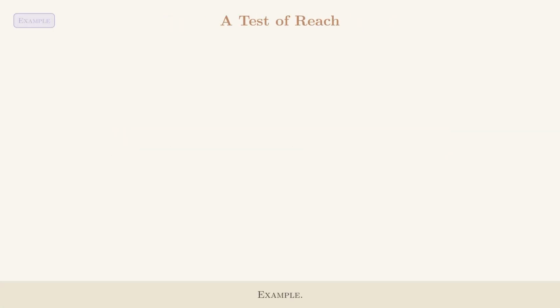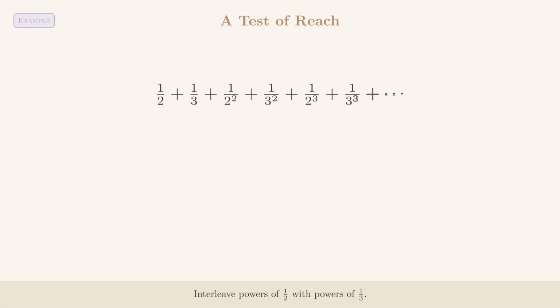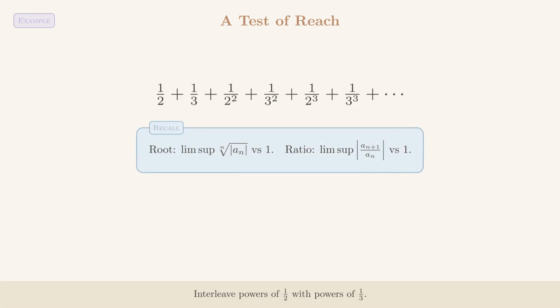Now a series where the two tests part ways. Consider this series, which interleaves powers of 1/2 with powers of 1/3. Recall the two verdicts we proved. The root test compares the upper limit of the roots with 1, and the ratio test compares the upper limit of the ratios with 1.